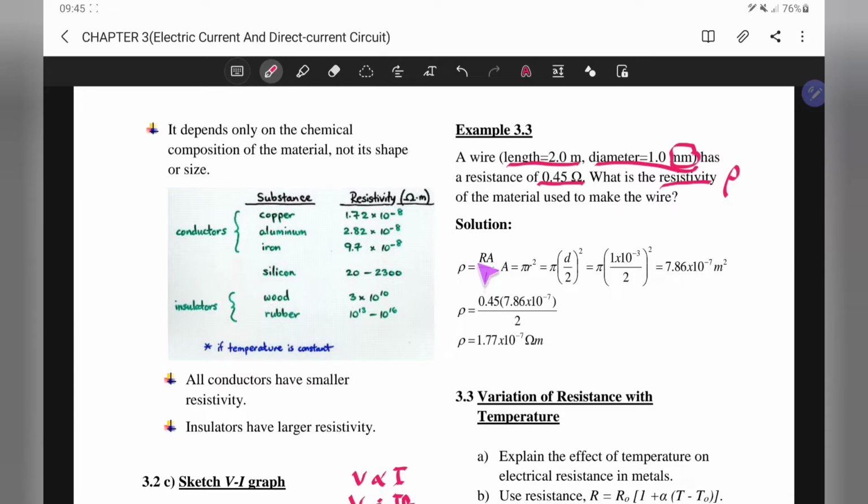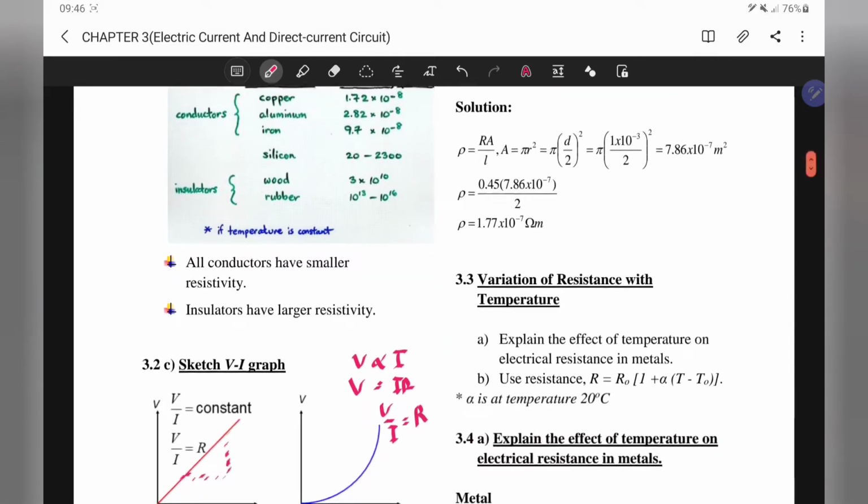So rho equals RA over L, where A is the cross-sectional area, which is pi r squared, where r equals D over 2, so that you will get this. So we substitute the diameter given here, but remember millimeter should be 10 to the power of -3, then you will get the cross-sectional area in meters squared. Substitute into the equation of resistivity here, R is given already, so this is the area calculated just now. And then this is the length of the wire, which is 2 meters, so that you will get the resistivity.